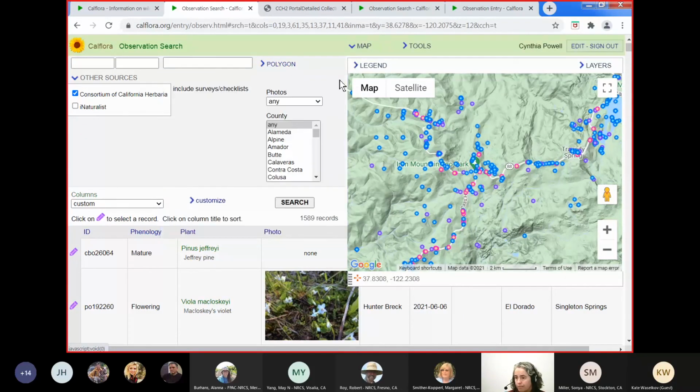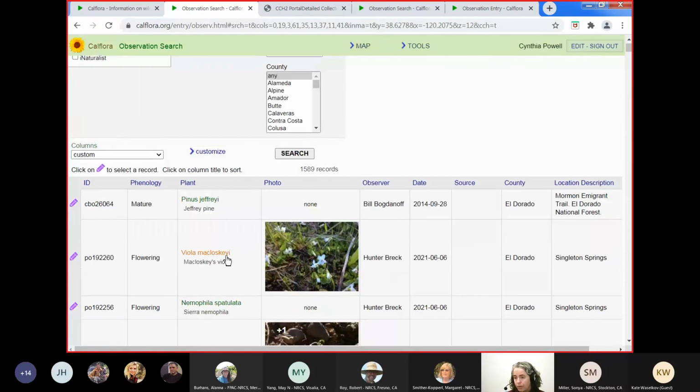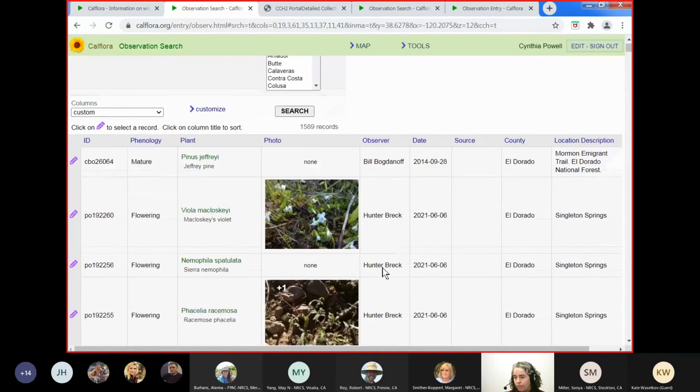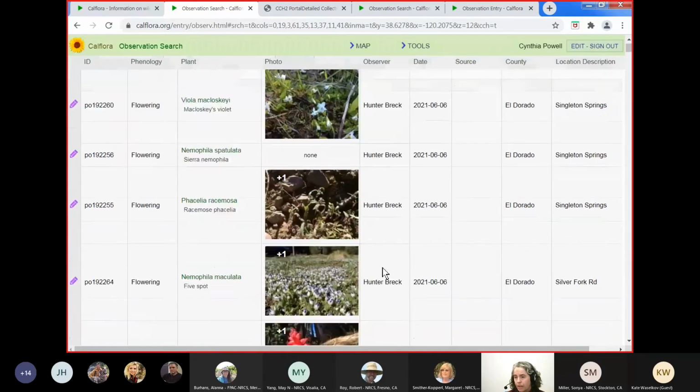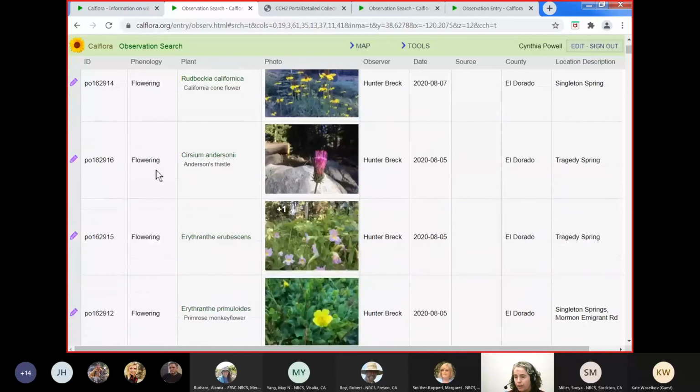Now back to the specimen conversation. Let's fold up the map. Here we have phenology. These are not necessarily specimens. In fact, this one's not. The ones with photos are not specimens. And here you can see these are flowering. Hunter noted that they were flowering.